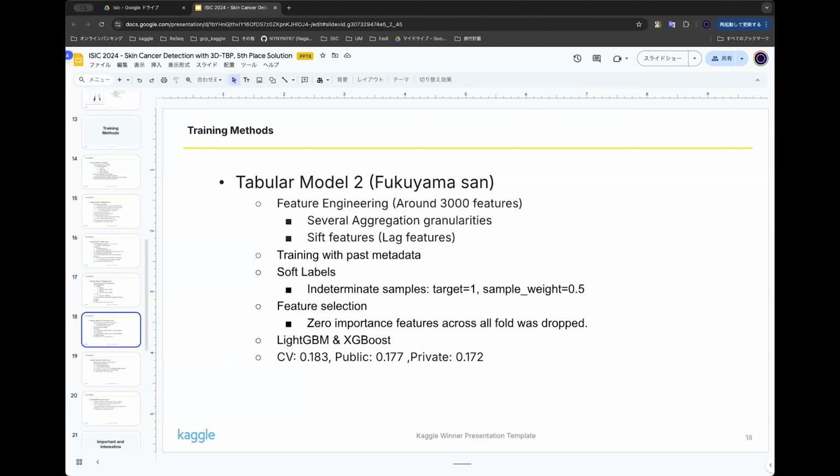Training with past metadata, some patients exist in both the previous competition and this competition. We used this information. And we applied soft labels, treating intermediate samples as target 1 with sample weight 0.5. This led to a smooth training process. In feature selection part, features with 0 importance across all 4 folds were dropped, and we use LightGBM and XGBoost.